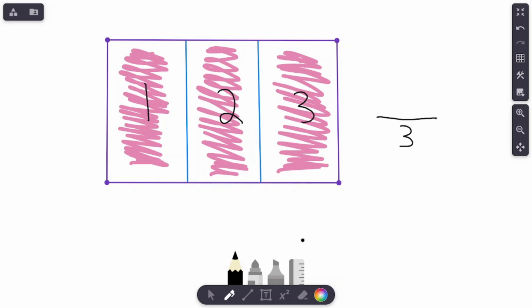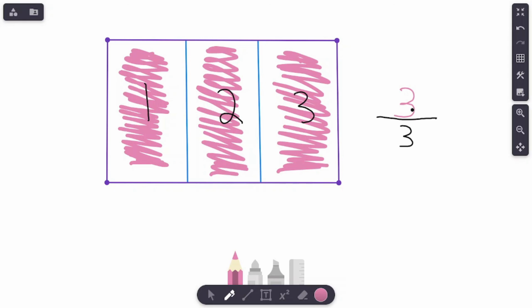All right, now I colored in some of these sections here with a pink. How many of those sections did I color in pink? Let me ask it again. How many sections did I color in pink? Let's look. Here's 1 section, 2 sections, 3 sections. So if I colored in 3 sections pink, where should I write that information? Right on the top of a fraction. That's how many I have colored in. So there were 3 sections total. I colored in all 3, so we had all 3 sections for us.